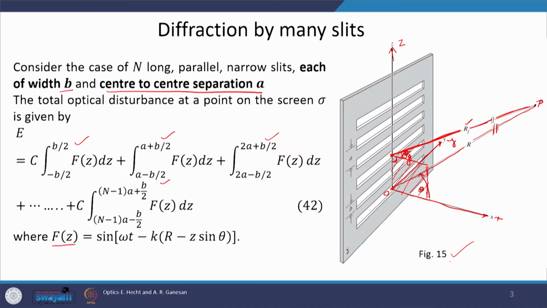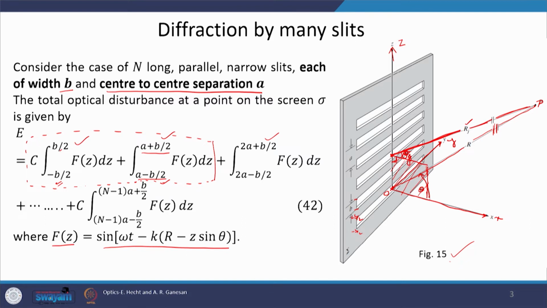Here fz is the function which we already derived in previous classes. Since the origin is at the center of the lowest slit, the limit of integration for the first integration will vary from minus b by 2 to plus b by 2 as shown in the figure. Similarly, for the second slit it would be a minus b by 2 to a plus b by 2. In the double slit experiment, we just solved these two integrals. Here we just took into account these first two terms.